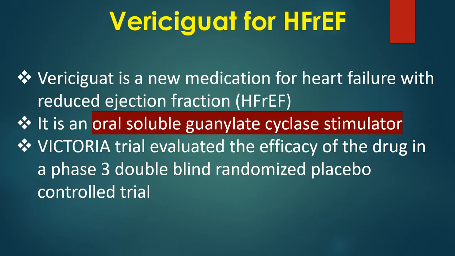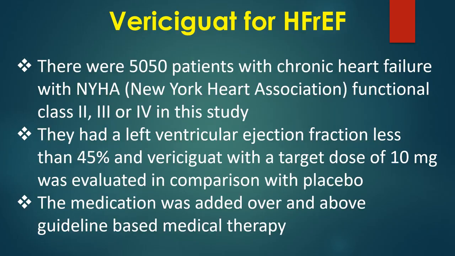VICTORIA trial evaluated the efficacy of the drug in a phase 3 double-blind randomized placebo-controlled trial. There were 5,050 patients with chronic heart failure in NYHA functional class 2, 3 or 4 in this study. They had left ventricular ejection fraction less than 45%. Vericiguat with a target dose of 10 mg was evaluated in comparison with placebo. The medication was added over and above guideline-based medical therapy.